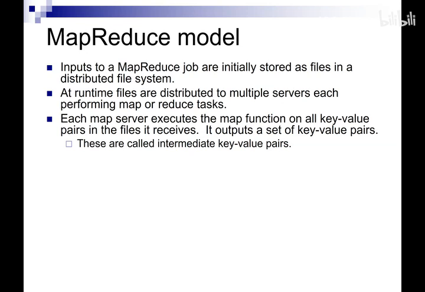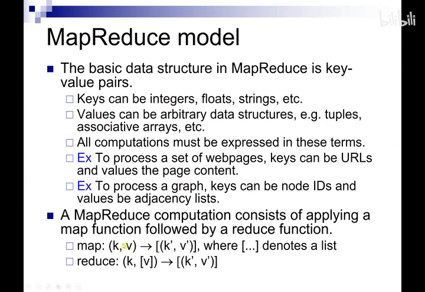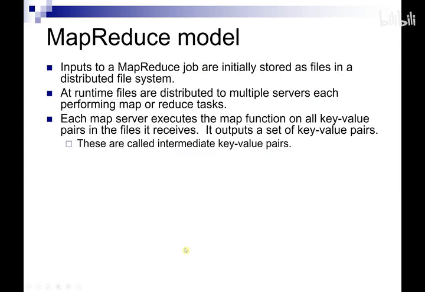And for the map servers, right? So they're going to execute this map function. Okay, so the map function is the one that transforms this key value pair to this list of pairs. So they're going to execute that function on all key value pairs in the file that it gets. Right? Because initially, we take these files and distribute them to the map servers, and each file can have many, many key value pairs. Okay, so the map server is just going to apply this map function on every single key value pair that it receives. And then this is going to lead to an output of a bunch of key value pairs.